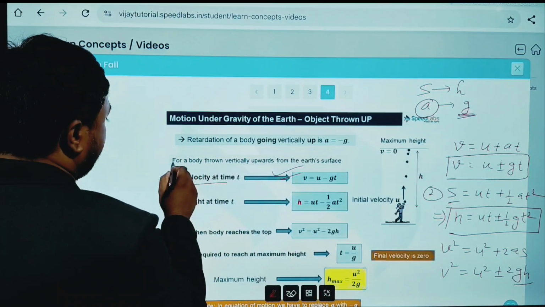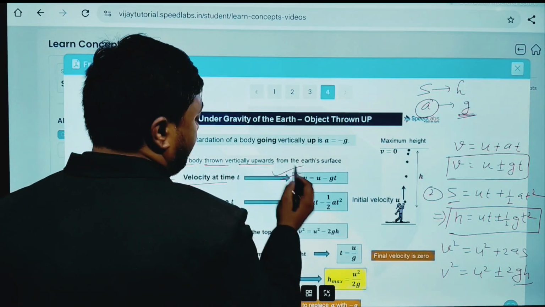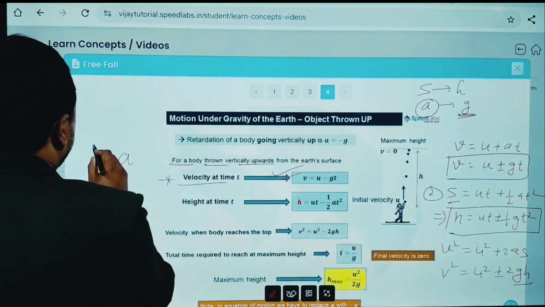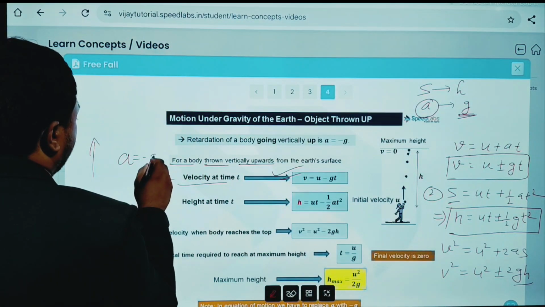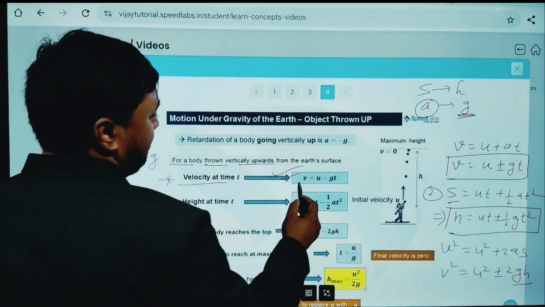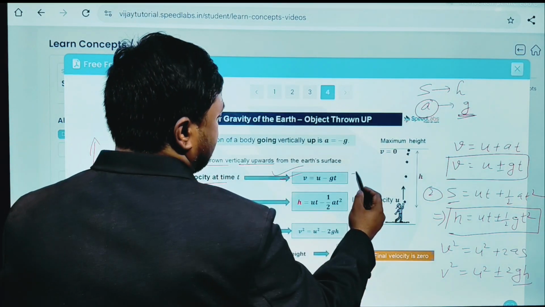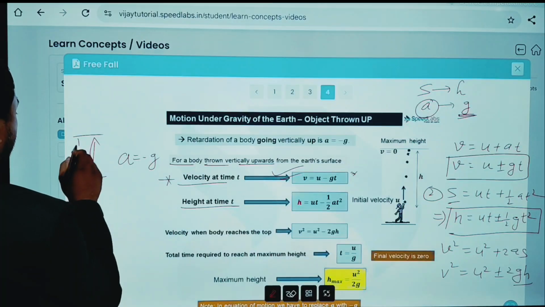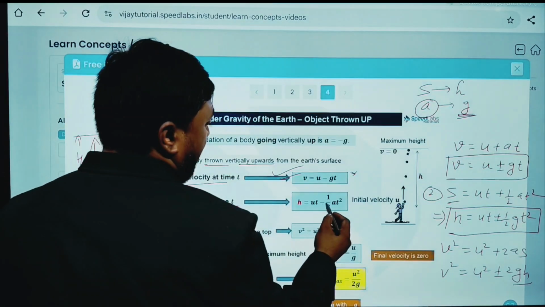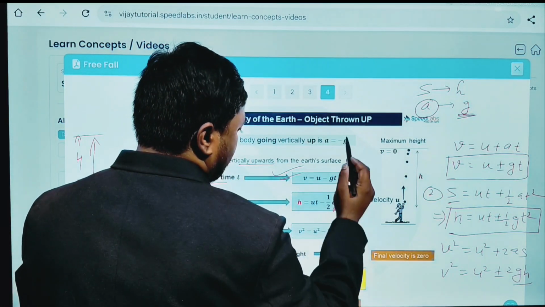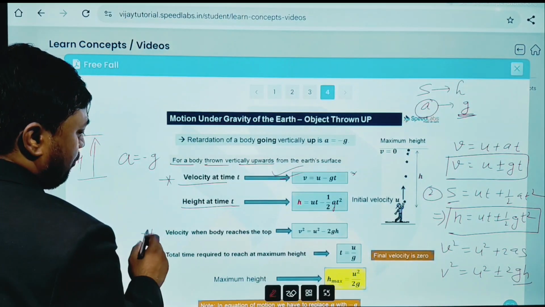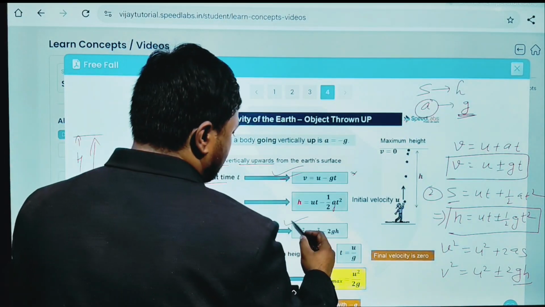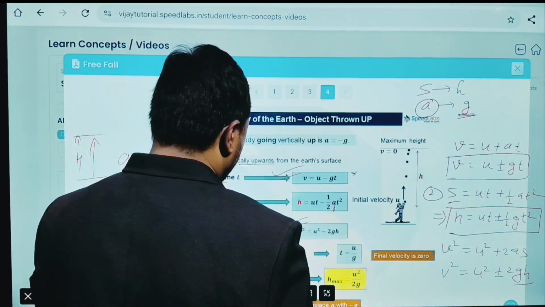Okay, but here it is given for a body thrown vertically upward. When a body is thrown in the upward direction, a is equal to minus g. Okay, so directly we can substitute v is equal to u minus gt. Height, what height will it achieve? Okay, so height h is equal to ut minus half gt square. Now, yes or no? Velocity when the body reaches the top, and at the top what happens? v square is equal to u square minus 2gh.